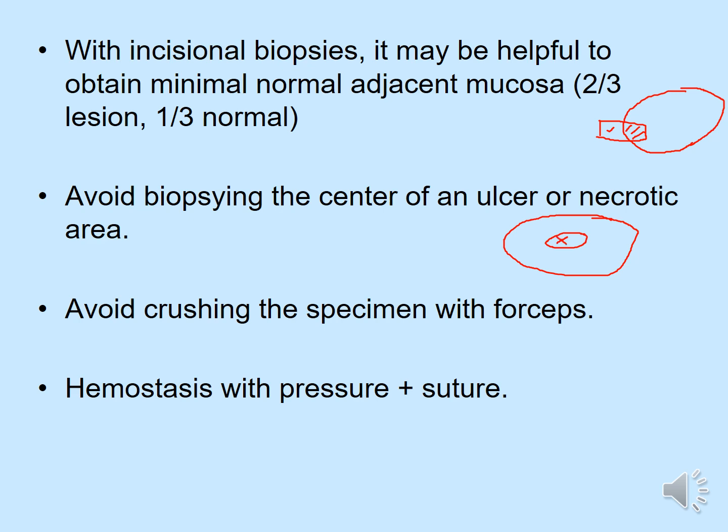The reason we don't take it from the necrotic area is because the cells that you will see would be the dead necrotic cells, and we will not be able to come up with a histopathological diagnosis, right? So the right place to take the biopsy would be, as mentioned in the previous statement, including 1/3 of normal and including the abnormal tissue, okay, and not the necrotic center.